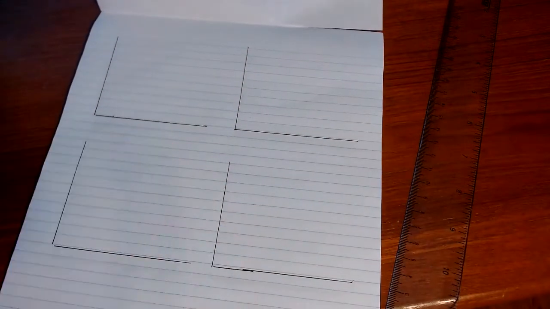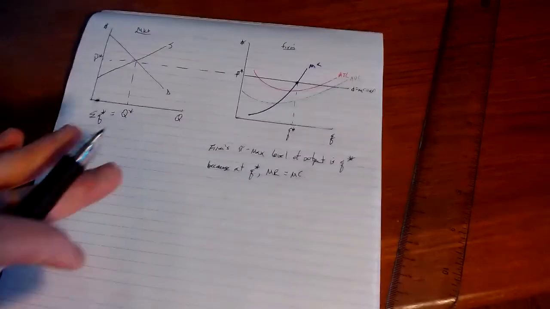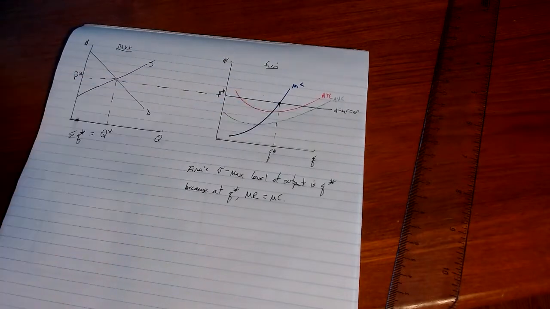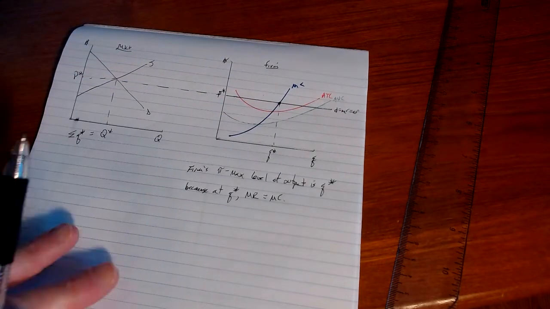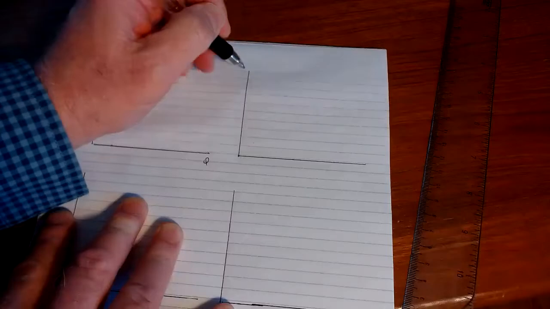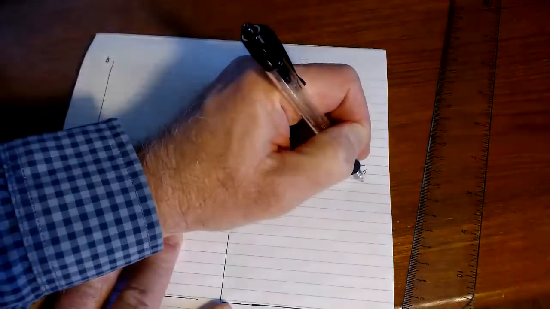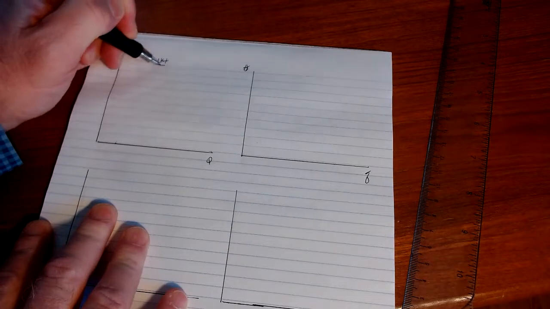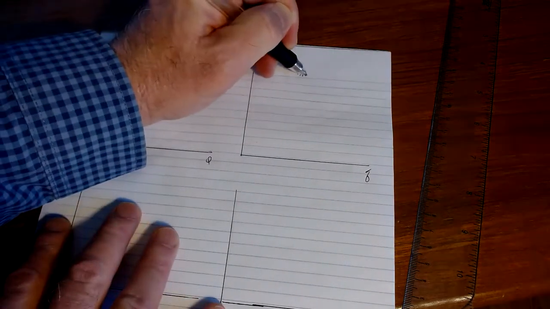And so what we established before is that the firm always is going to want to produce where marginal cost equals marginal revenue. And we're going to look at four separate cases, four separate possibilities of what that can look like. So in each case, we'll put dollars on the vertical axis and quantities on the horizontal axis. And we'll put the market to the left and the firm to the right.